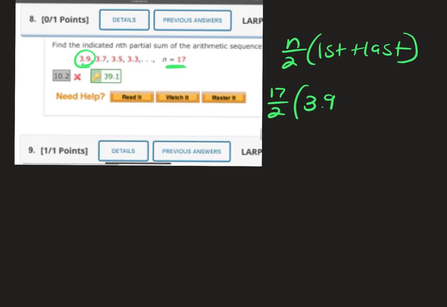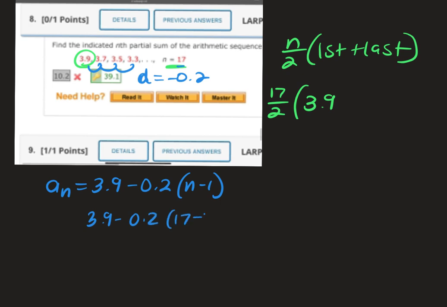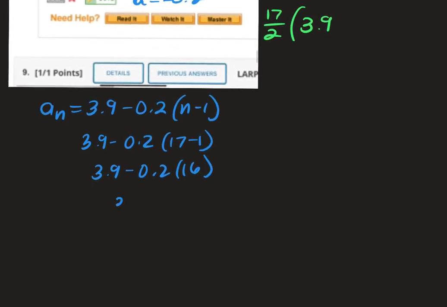So you can either take 17 and figure out what the difference is and keep adding it or subtracting it until you get to the 17th term, or you can set up your equation. So a sub n would equal 3.9. The common difference here is -0.2. So minus 0.2 and minus 1. So if I want to find the 17th term, I get 3.9 minus 0.2 times 16. 0.2 times 16 is 3.2. And I know that last number is 0.7.